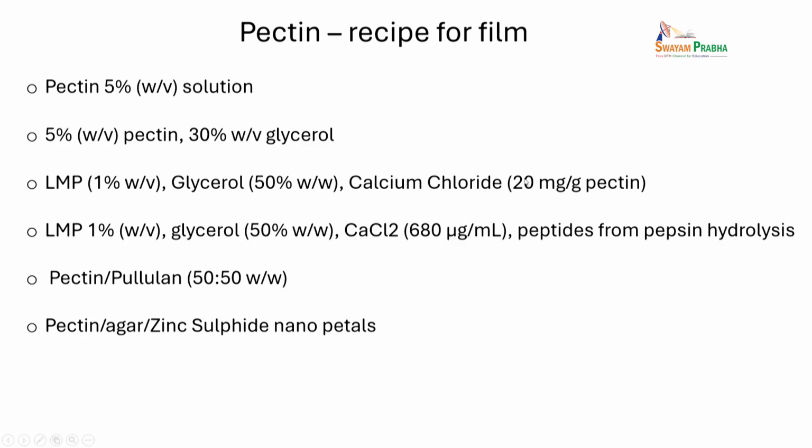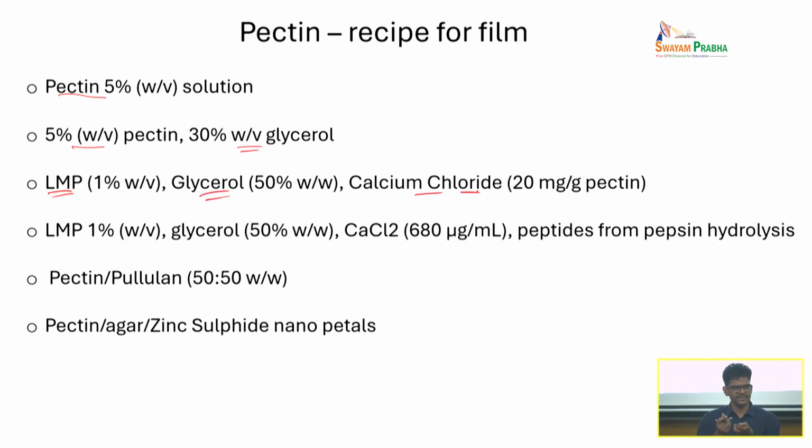Here I have given some examples based on the literature of how pectin films are formed. Typically about 2 to 5% pectin is used for making films. You will also see sometimes pectin is combined with glycerol. Glycerol acts as a plasticizer to make the film a little bit more flexible upon drying. In another recipe, the low methoxyl pectin is mixed with glycerol and calcium chloride. Calcium chloride is added because it cross-links the polymer chains and gives better mechanical strength.